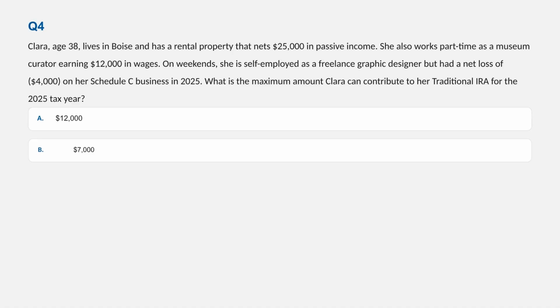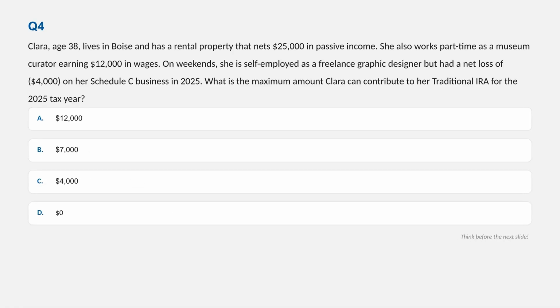Alright, let's move to question 4. Clara, age 38, lives in Boise and has a rental property that nets $25,000 in passive income. She also works part time as a museum curator, earning $12,000 in wages. On weekends, she is self employed as a freelance graphic designer but had a net loss of $4,000 on her Schedule C business in 2025. What is the maximum amount Clara can contribute to her traditional IRA for the 2025 tax year?